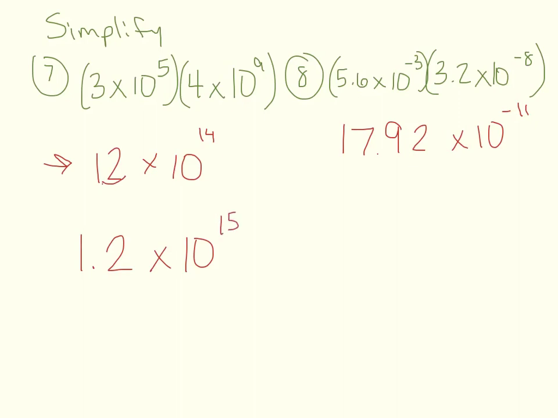Okay, 17.92 times 10 to the negative 11. Again, that one is not in scientific notation. Okay, I need to move it one less time because this one's moving the opposite way, so this is 1.792 times 10 to the, now instead of negative 11, it becomes negative 10. Alright, so you got to make sure it goes back into scientific notation.